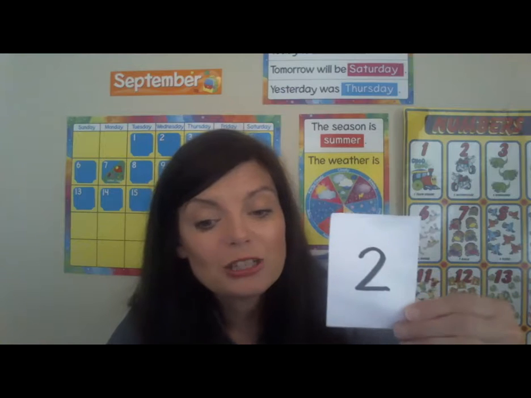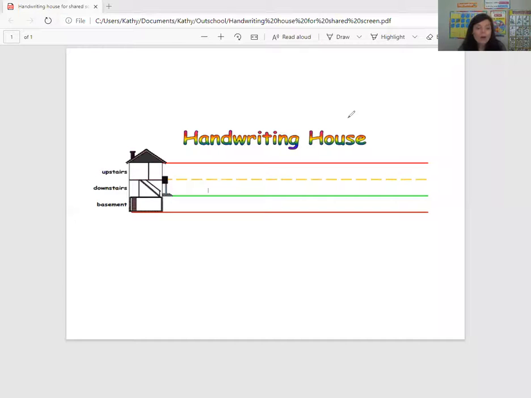Very good job. Okay, now we're going to talk about our number for today. Our number for today is the number 2, and 2 looks like this. I'm going to show you on the handwriting house how to write it. You're going to go up, slide down, and out. Go up, slide down, and out.